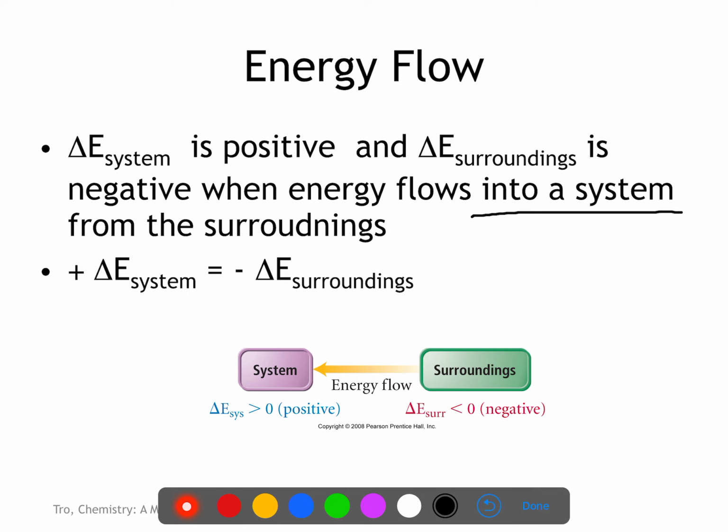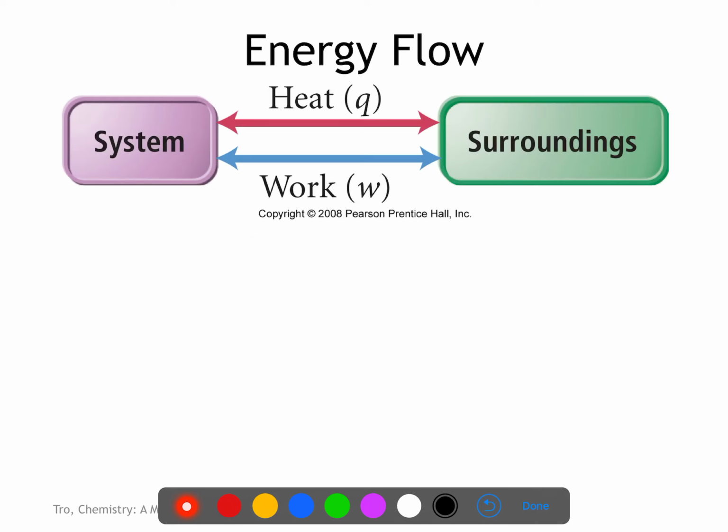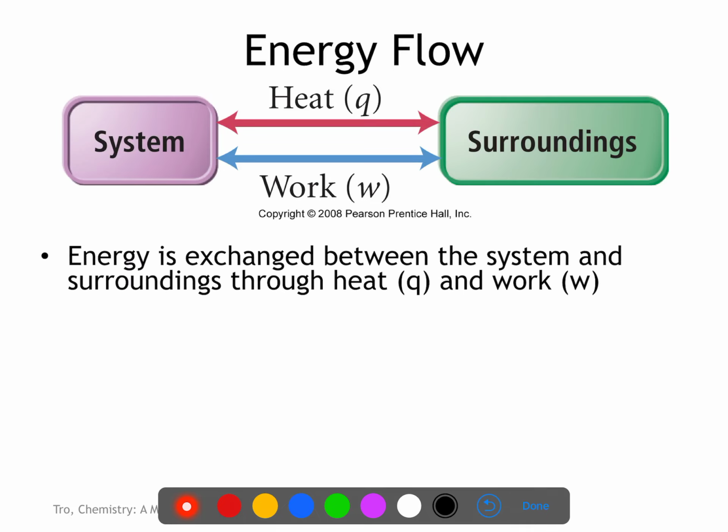Which brings us up to the sum of adding heat and work. We define energy as the capacity to do work and heat flow through temperature change. Energy is exchanged between the system and surroundings through heat, defined as Q, and work, defined as lowercase w. So interrelated with the internal energy, we define the change in energy as equal to Q plus w, heat plus work.